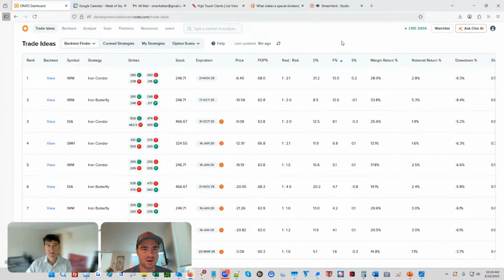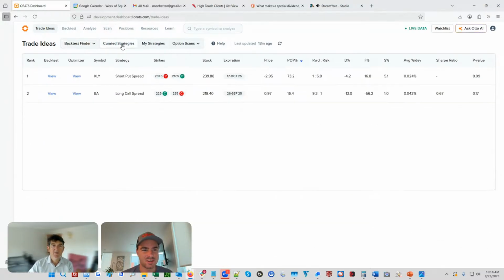What about the curated and the my strategies? What do those do? Those use our new optimizer. Do you want to talk about that? Sure. So the curated strategies are strategies that we've gone through and tried to find the best ones that we want to put out there, right? The way that we put a curated strategy together is we find a good backtest to start out with, but then we go to the optimizer.